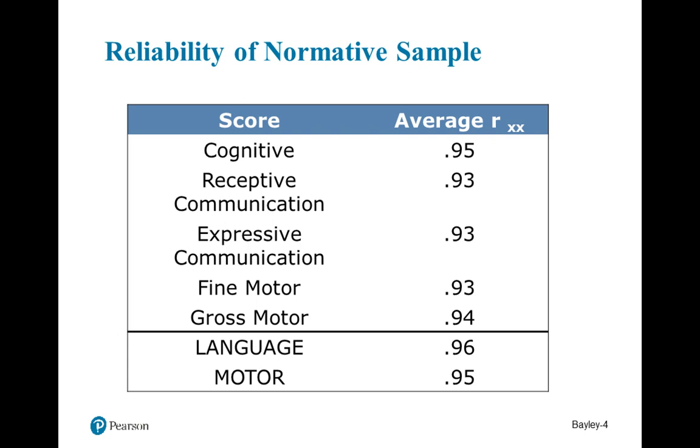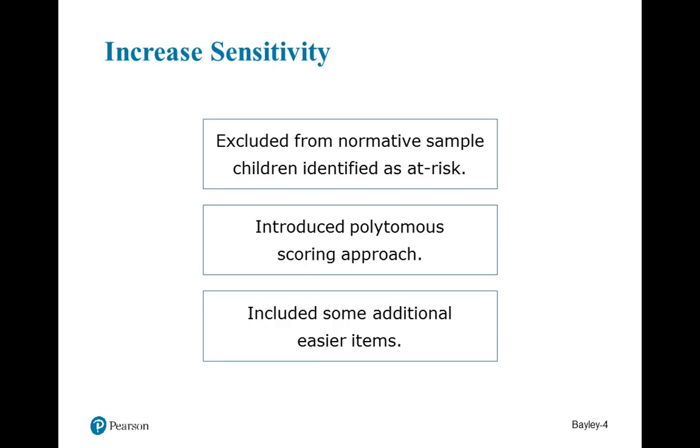The next revision goal was to increase the sensitivity. Now this is a tricky question, like I was saying before, about adding too many items and specific types of items. But the things that were done in this case were, one, to exclude children identified as at risk from the normative sample.